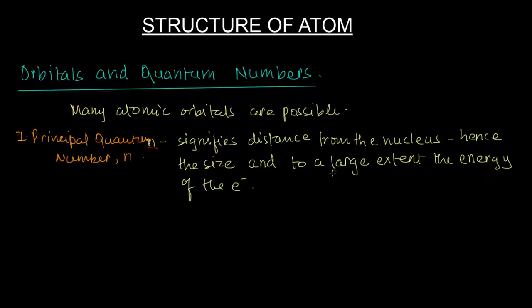Why do we say to a large extent? Because in monoelectronic atoms, n alone defines the energy. In multi-electronic atoms, we said n plus l defines the energy, but a major part comes from n. So that's why we said to a large extent and not solely, to include the multi-electron atoms. This n also defines the shell, okay, the shell.